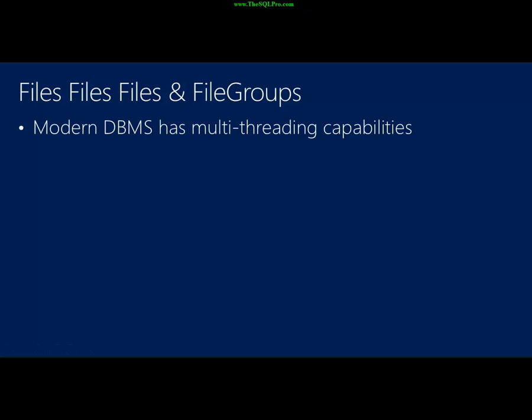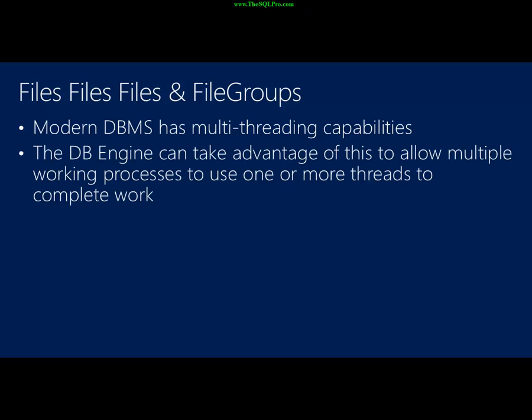So, first thing we need to understand is that modern database management systems have multi-threading capabilities. That means that the database engine can take advantage of this, and it can allow multiple processes to use one or more threads to complete work. And this relies on multi-core processors, as well as what Intel has produced, which is called hyper-threading. So that allows for multiple threads of work to go on at the same time.